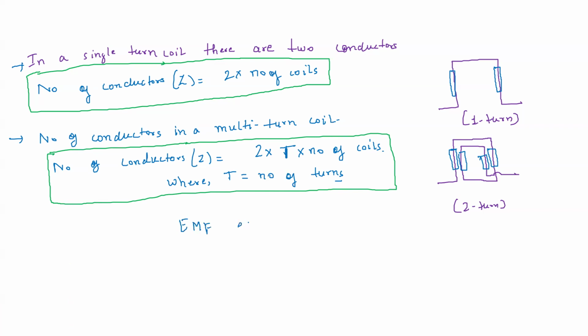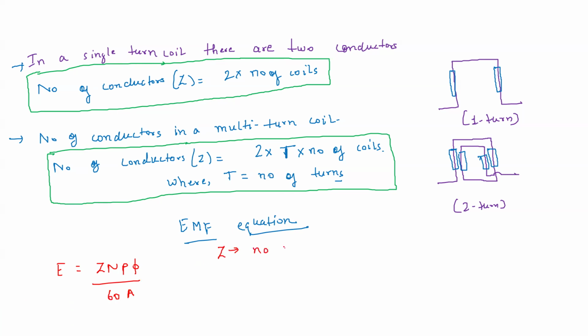So in the professor's lecture, the EMF equation has been derived. Okay, I'm not deriving the EMF equation. I'm just writing the formula directly. So the formula for the EMF is ZNPφ/60A. Okay, so I'll write what all these things are.